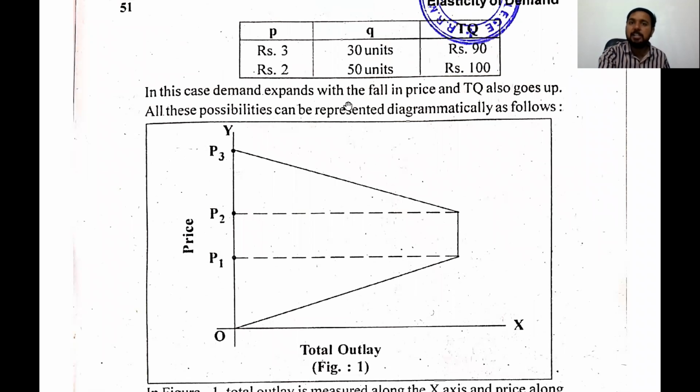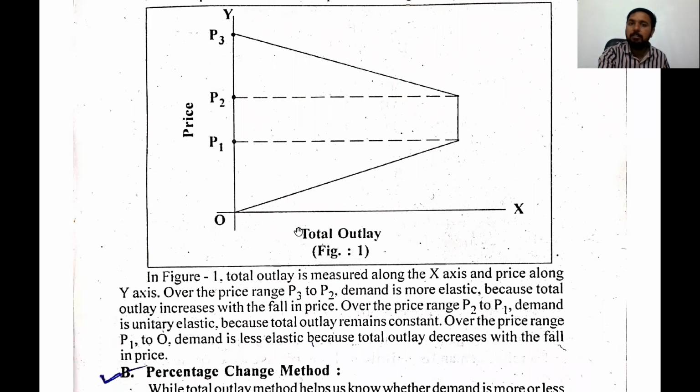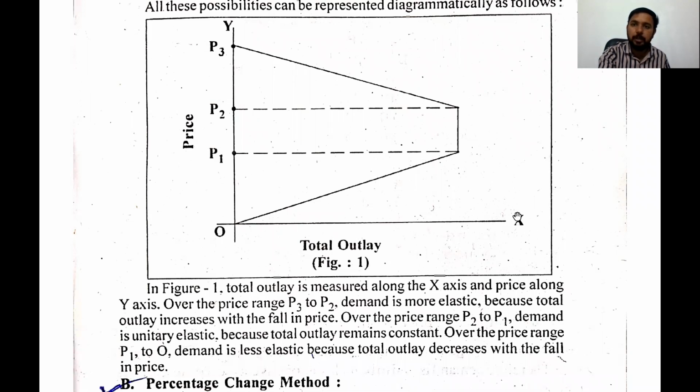In this case, demand expands with the fall in the price and total outlay also goes up. All these possibilities can be represented diagrammatically as follows. So guys, here in figure 1, we have the x-axis and the y-axis. On the x-axis we are given total outlay, and on the y-axis we are given price.